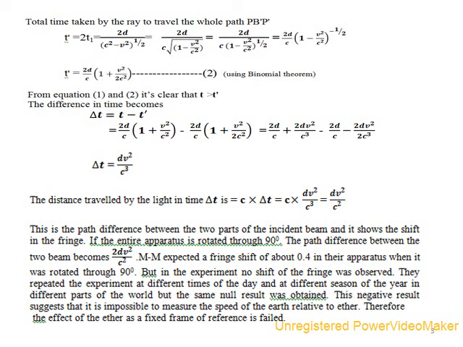They expected a fringe shift of about 0.4 in their apparatus when it was rotated through 90 degrees. But in the experiment, no shift of the fringe was observed. They repeated the experiment at different times of the day and different seasons of the year in different parts of the world, but the same null result was obtained. This negative result suggests that it is impossible to measure the speed of the earth relative to the ether. Therefore, the ether as a fixed frame of reference has failed.